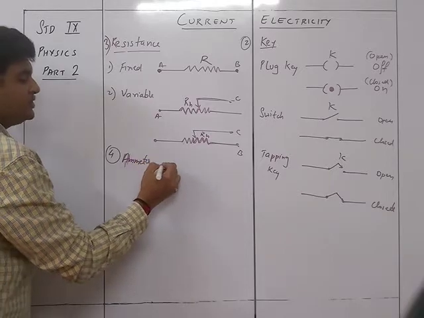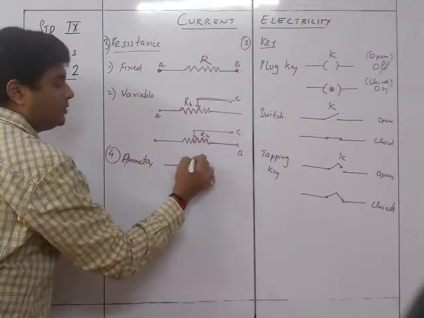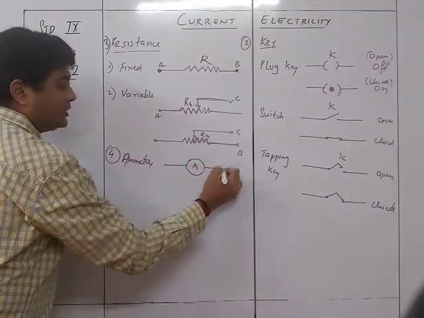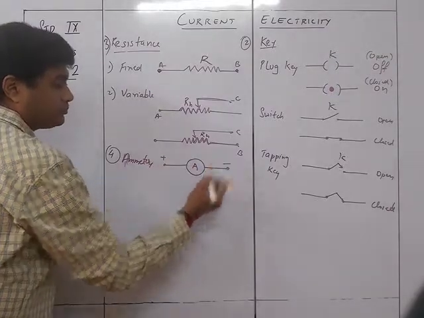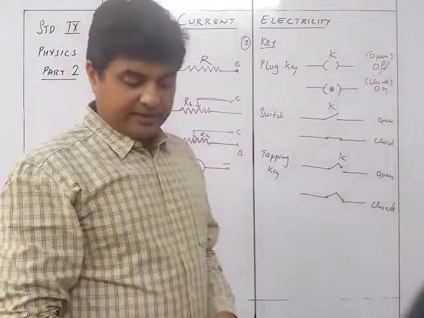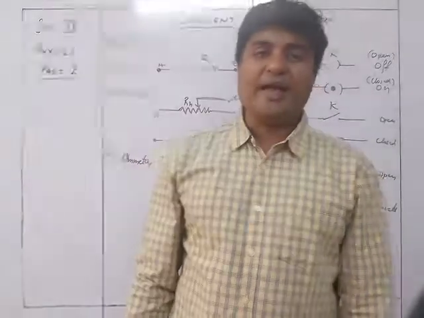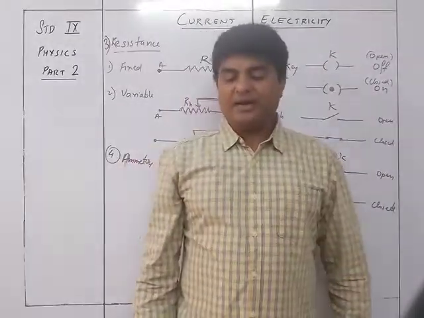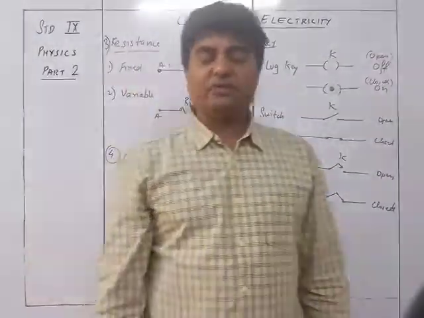Emitter is a device which is used to find out the current of the circuit. The current of the circuit is going to be measured by using an emitter. Emitter is always connected in series to the circuit. What do you mean by series to the circuit?